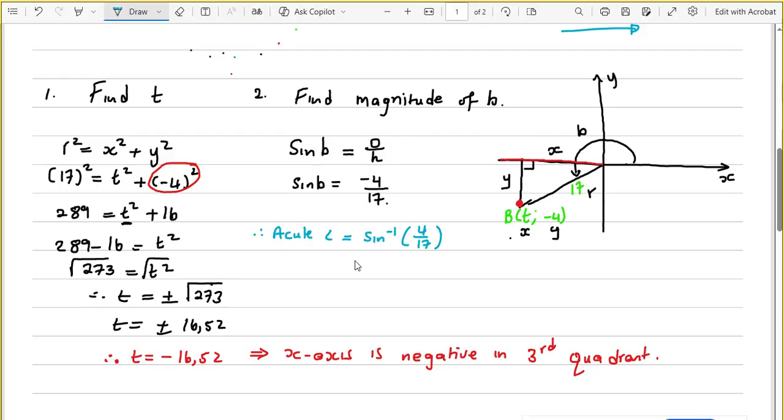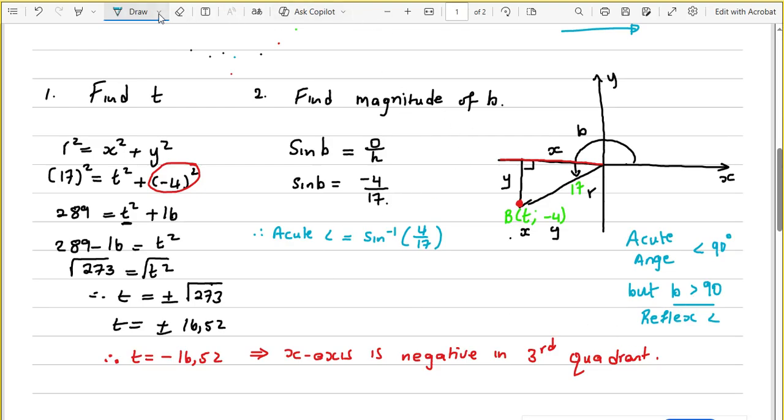You understand? Right. So the acute angle is an angle that is less than 90 degrees. But we can see that B should be greater than 90. So B is what we call the reflex angle. Is that making sense? Right.